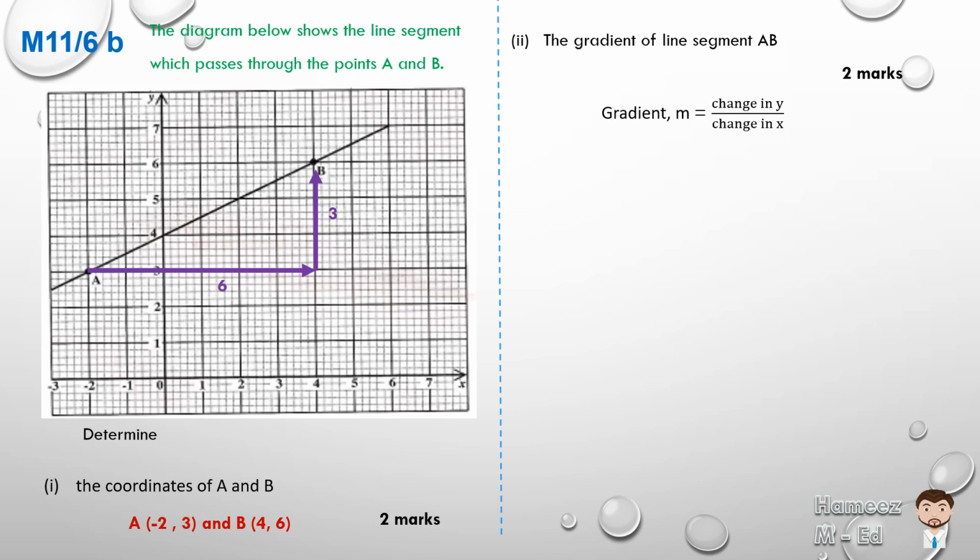So we can rewrite m is equal to 3 over 6 from our diagram. And we could break that down, 3 into 3, 1, 3 into 6, 2. So m is equal to a half. So the gradient is a half.